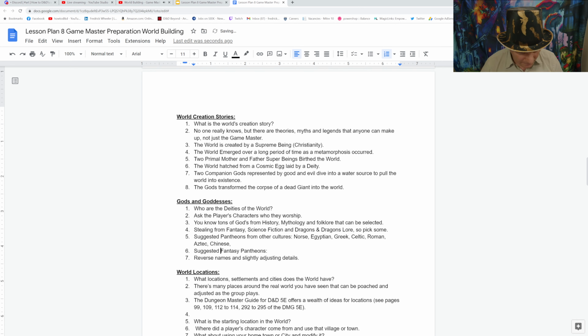Okay, so suggested fantasy pantheons, and we have Forgotten Realms. For those of you who are playing D&D, Hindu, yes, put that here. Hindu. So I've added that. It's a good idea. Forgotten Realms. I don't know what the Pathfinder pantheon is. I've got no idea. The name of their world is called what? I can't remember.